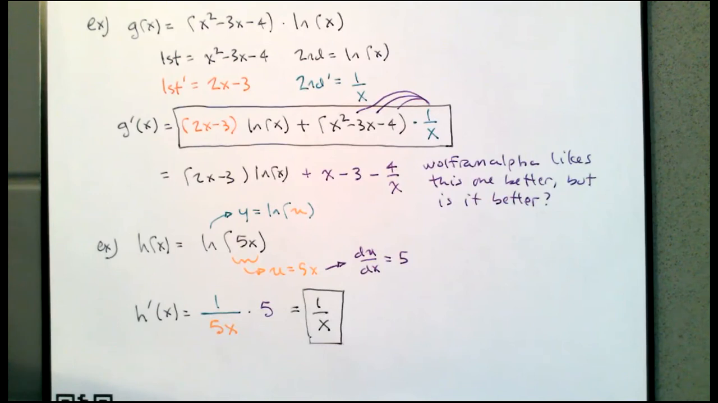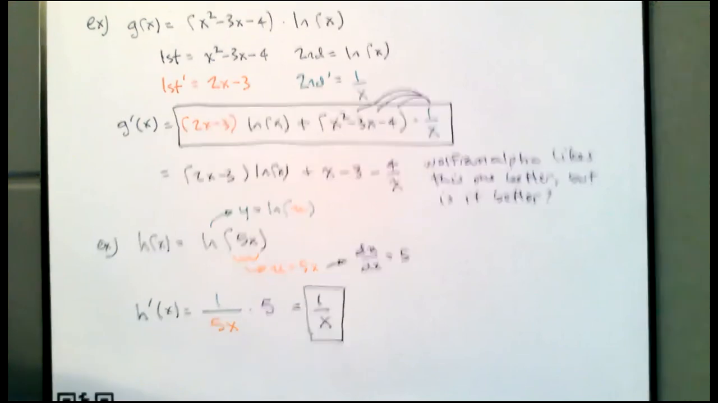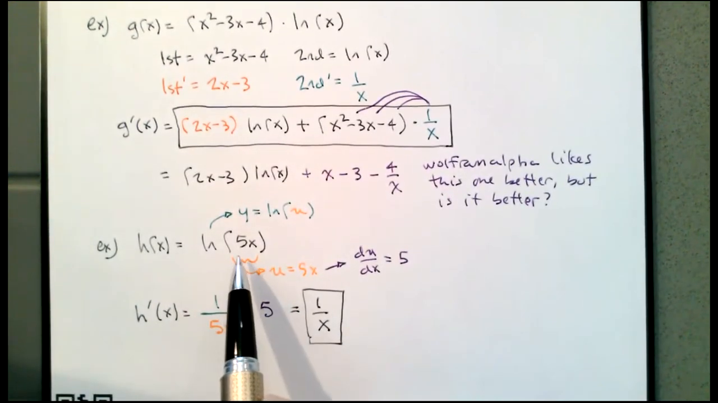Sometimes we look at a result like this and don't even notice. We just accept that everything went fine and we walk away. We just go on to the next problem. But this might bother us: I changed the function that we started with. I changed from natural log of x to natural log of 5x, and I got the same derivative, 1 over x. Some of you might be bothered by this.